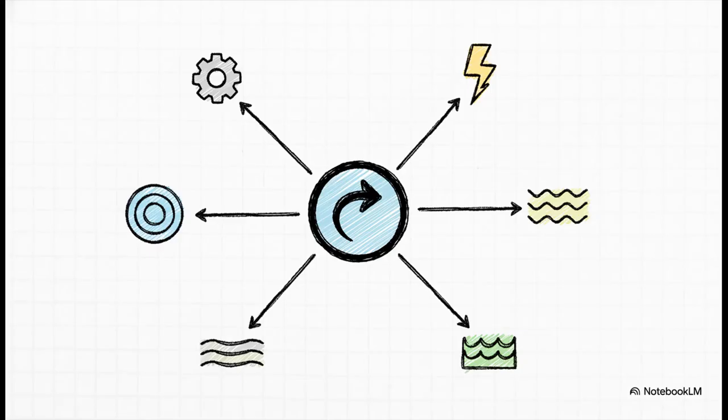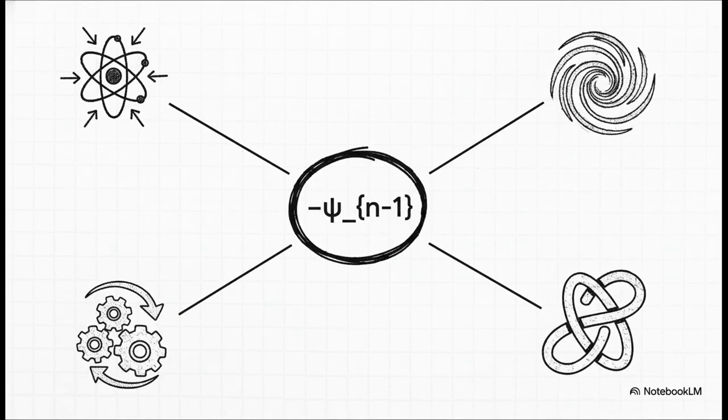So the core argument here is that this one little term, that minus psi n minus 1, it's not just some mathematical trick. It is the hidden engine, the single root cause behind a whole bunch of different physical effects that we've always thought were separate. So what kind of stuff are we talking about?